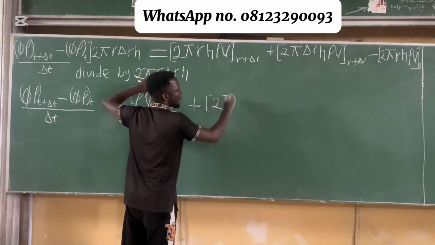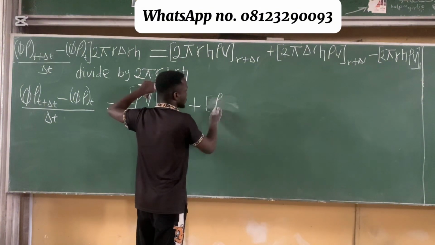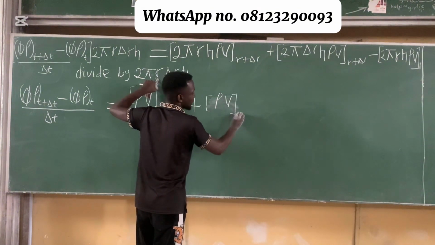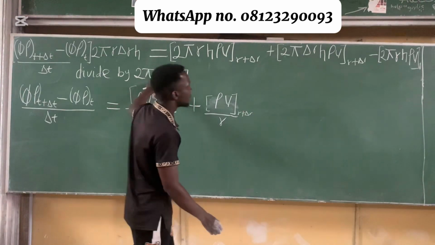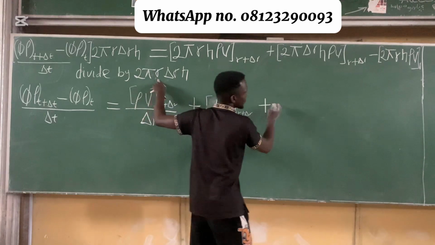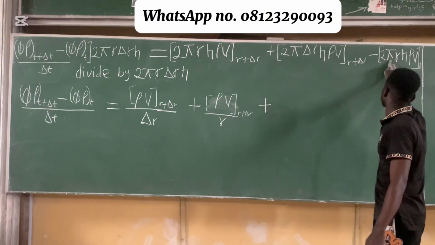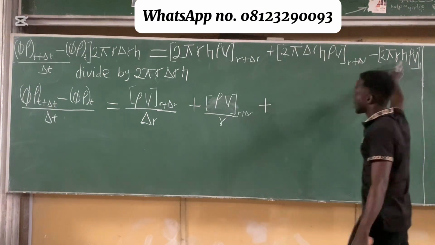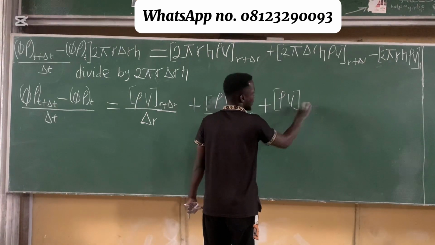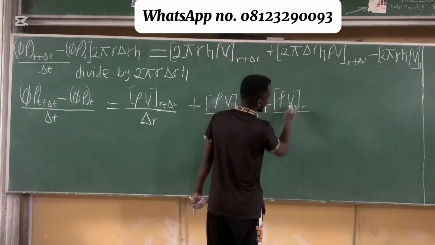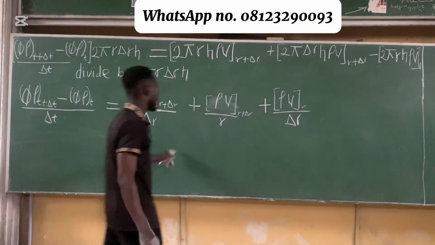2 pi plus rho v at r plus delta r divided by r, then plus the next step is this one here. Divide by 2 pi r delta r. 2 pi will cancel out, r will cancel, h will cancel. So we are going to have plus rho v at r divided by delta r. So we are going to have this.